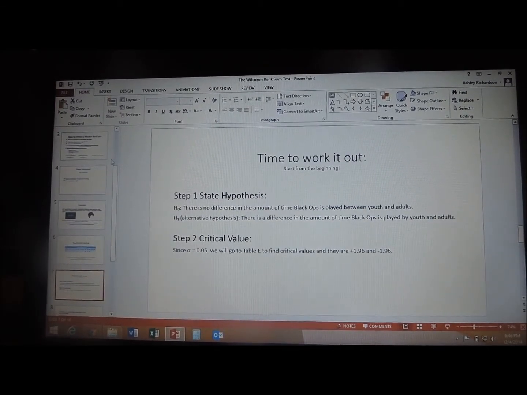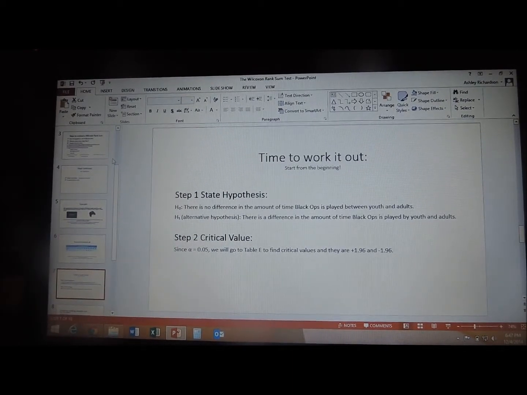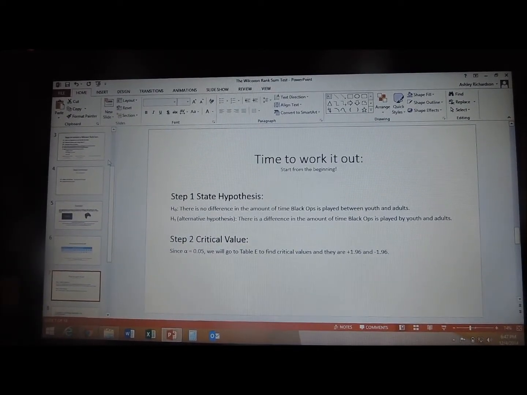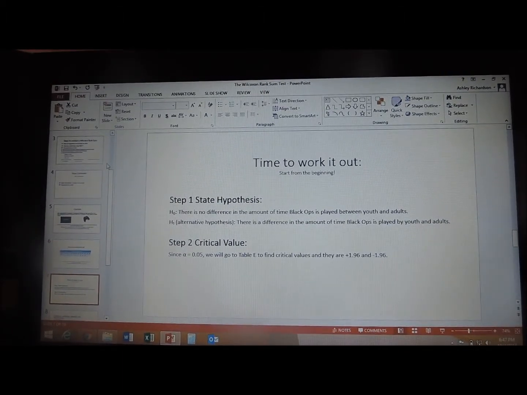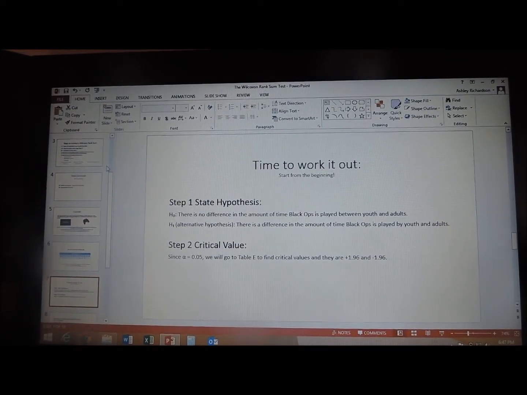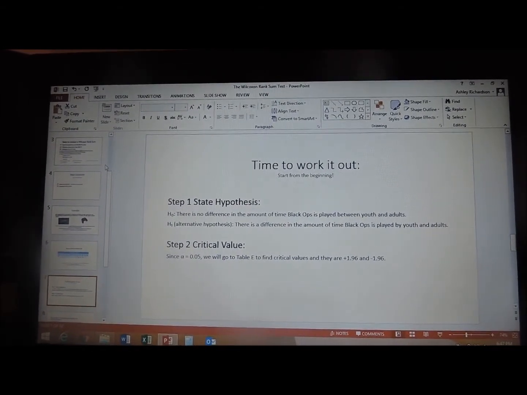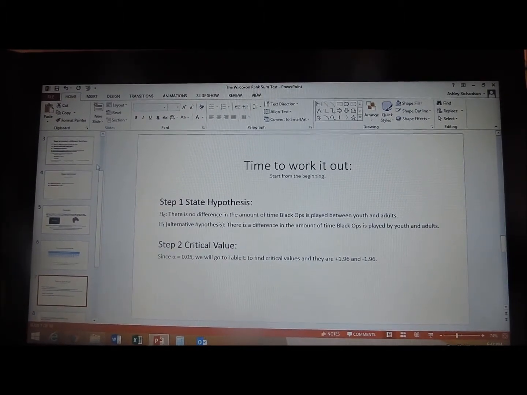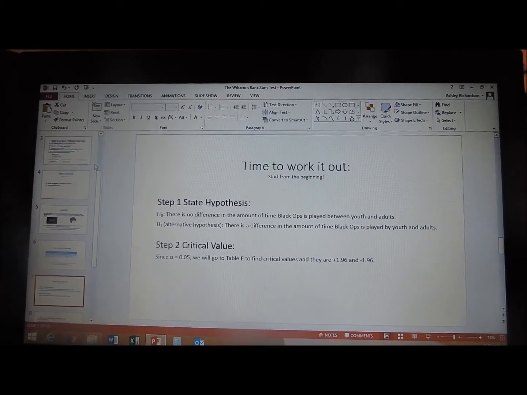Now, let's work it out. Let's start back from the beginning. Step 1, state our hypothesis. Our null hypothesis, there is no difference in the amount of time Black Ops is played between our youth and adults. Alternative hypothesis, there is a difference in the amount of time Black Ops is played by youth and adults. Step 2, we need to find our critical value. Since the alpha is 0.05, we will go to Table E to find critical values, and they are positive 1.96 and negative 1.96.